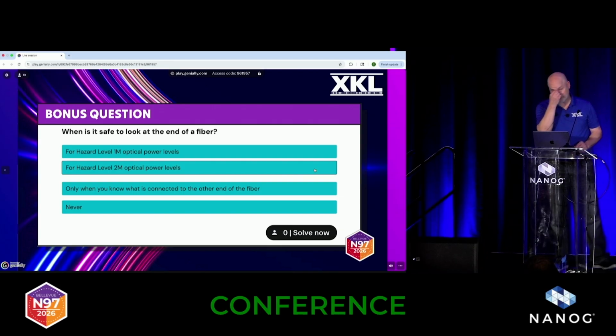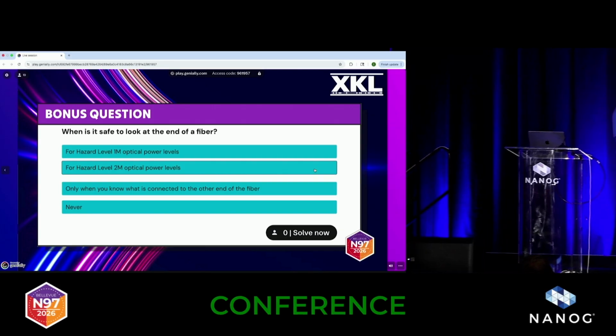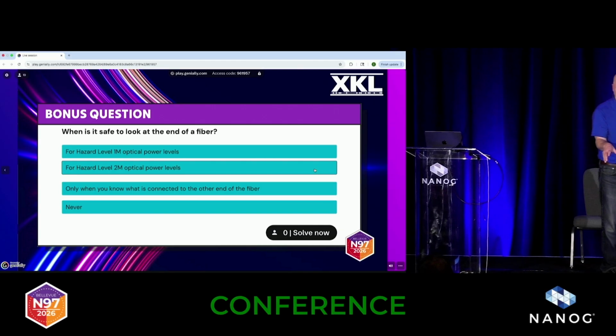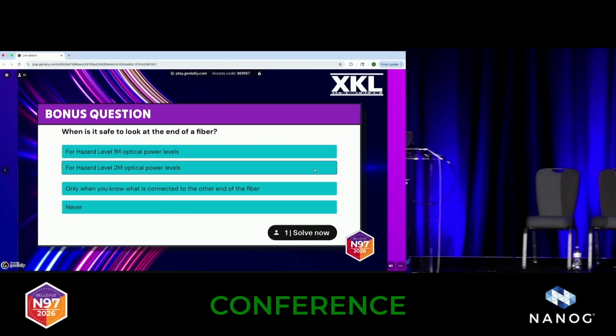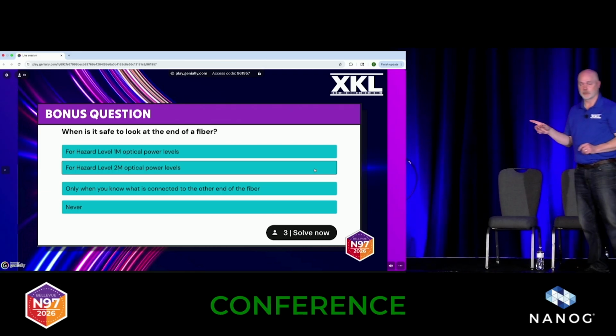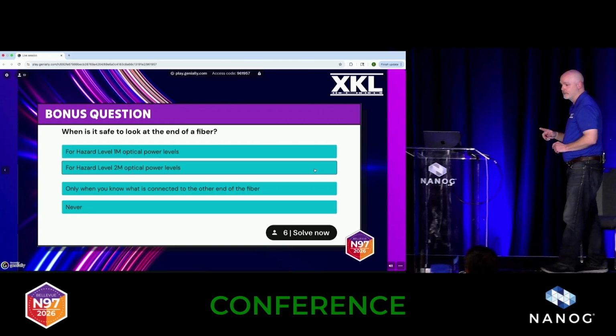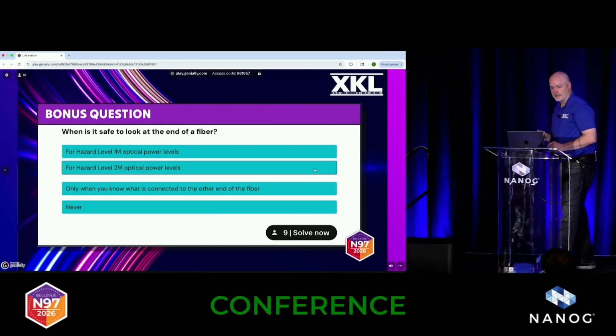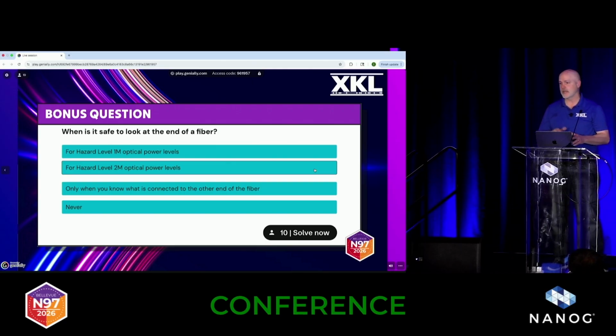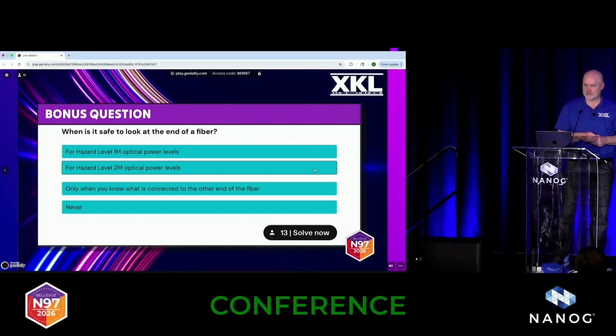Okay, so this is a bonus question. I've got about 16 minutes here. I might have time to talk about some fiber stuff, but I like this question anyway. So regardless if we've not talked about fiber, is it safe to look at the end of a fiber? I know you don't know these hazard levels, 1M and 2M and that sort of thing, so just kind of use common sense there. So when is it safe to look at the end of the fiber?